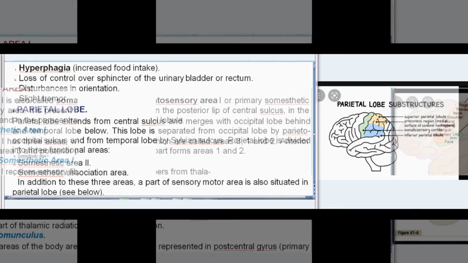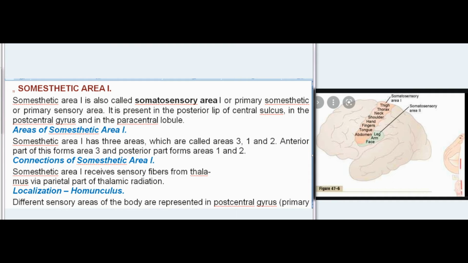Somesthetic area I. Somesthetic area I is also called somatosensory area I or primary somesthetic or primary sensory area. It is present in the posterior lip of central sulcus, in the postcentral gyrus and in the paracentral lobule. Areas of somesthetic area I: it has three areas, which are called areas 3, 1, and 2. Anterior part of this forms area 3 and posterior part forms areas 1 and 2. Connections of somesthetic area I: it receives sensory fibers from thalamus via parietal part of thalamic radiation.